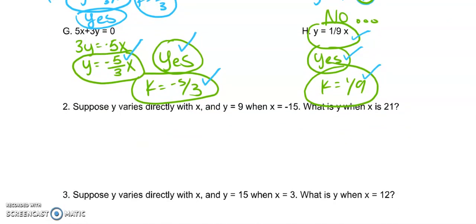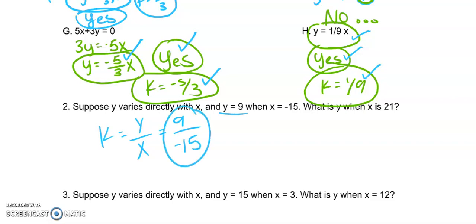So suppose y varies directly with x and y equals 9 when x equals -15. What is y when x is 21? So you can write this as a function rule, or you can set up a proportion. So I have, remember your k is y over x. I know my y is 9 and my x is -15. So there's my k. And I want to know what is y when x is 21. So I can write my function and then I can plug in x equals 21.